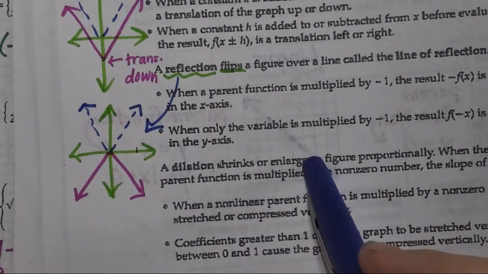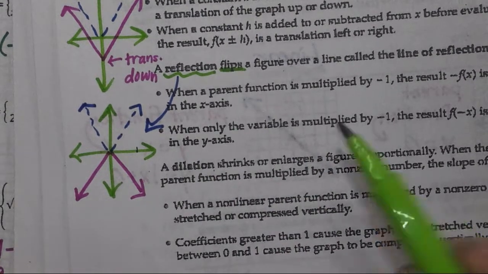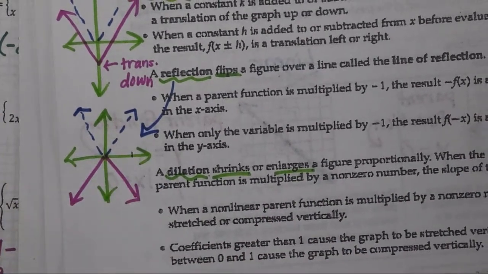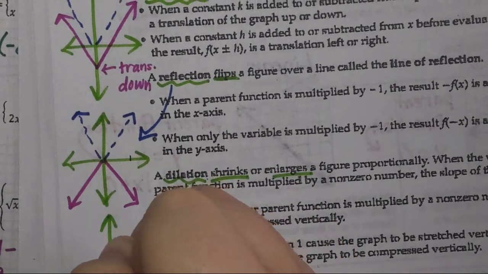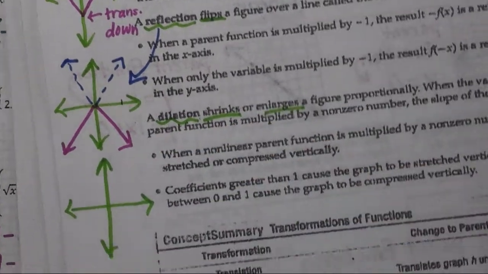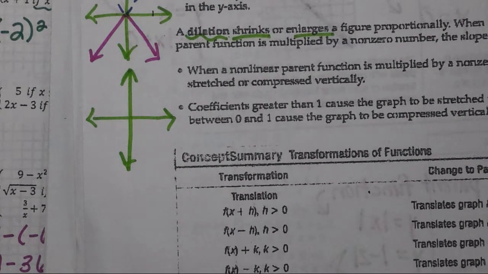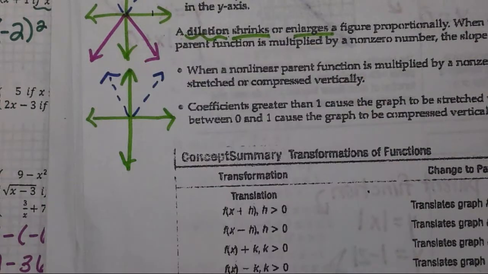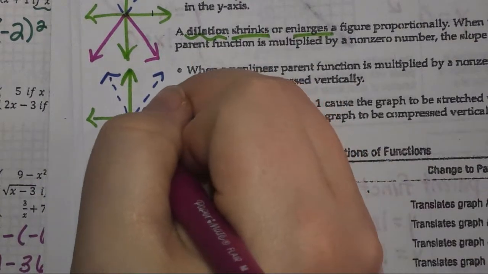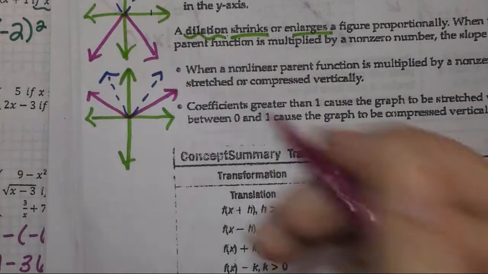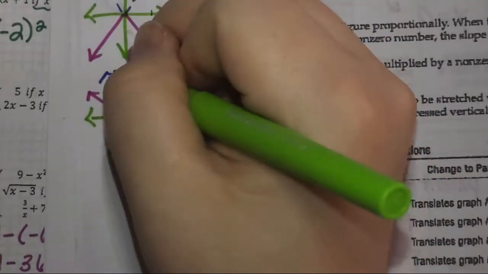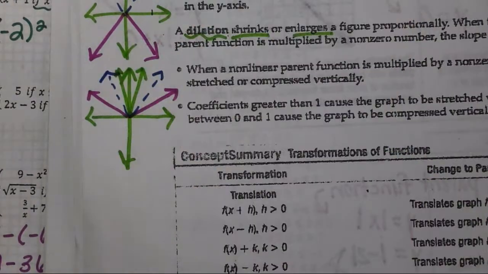So we can move left, right, up, down. We can reflect him, and the last thing we can do is we can dilate him, which is where you shrink or enlarge. And we might have to come back and hit on this more tomorrow. But basically, if we had our parent function, and he looks like this V of the absolute value, we can either make him really fat, like we made him super fat. He was normal, and then we made him super fat. Or we can make him super skinny. Like here he is, he's super skinny.